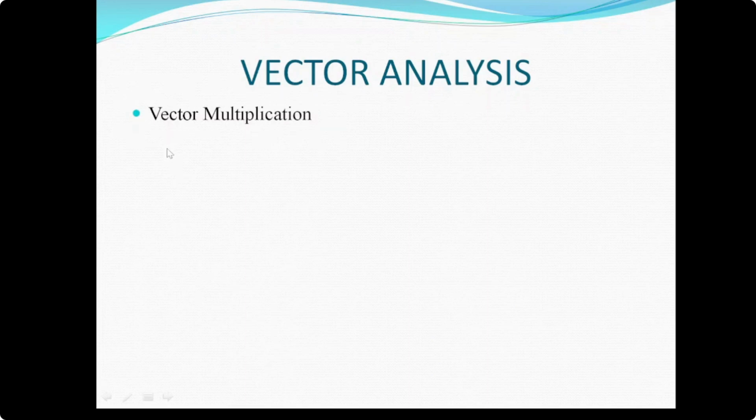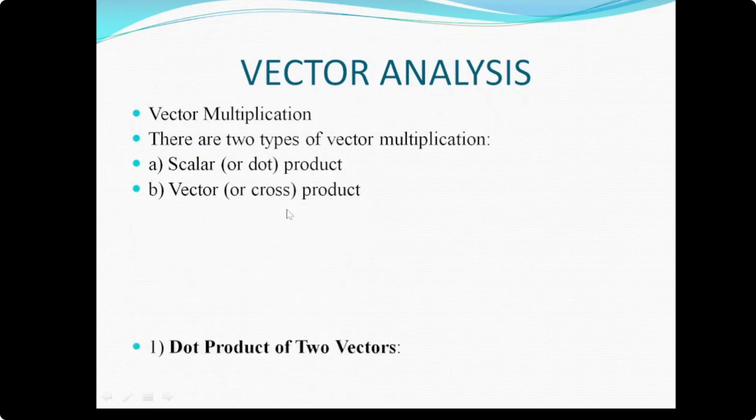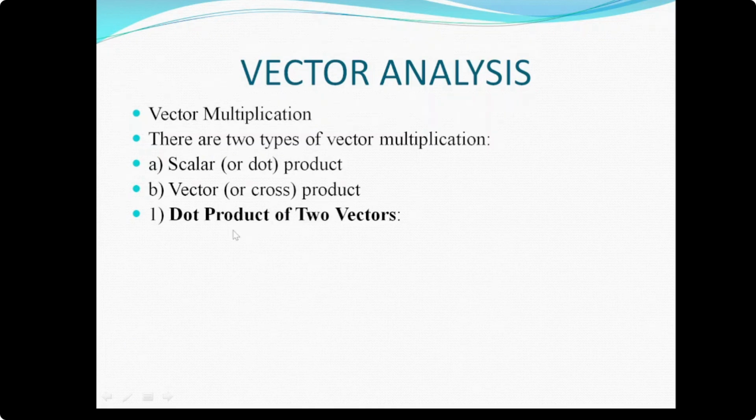How to multiply vectors? That is, multiplication of vectors. There are two types of vector multiplication. One is the scalar product, also known as the dot product. The second one is the vector product, also known as the cross product. First, we will discuss the dot product of two vectors.